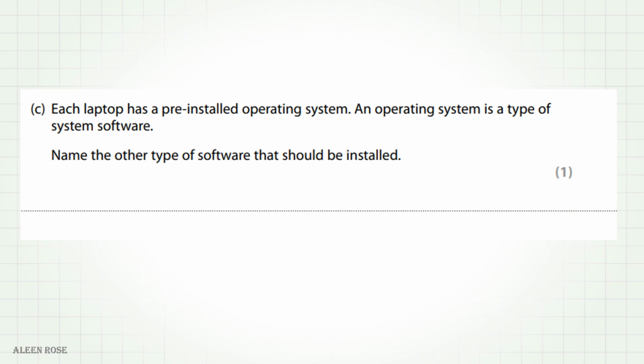Each laptop has a pre-installed operating system. Operating system is a type of system software. Name the other type of software that should be installed. It can be antivirus, it can be encryption, it can be utility software. So from among these, you can write any one software.